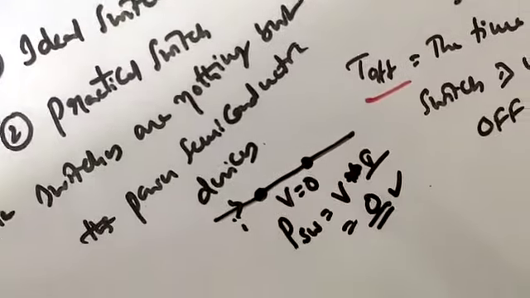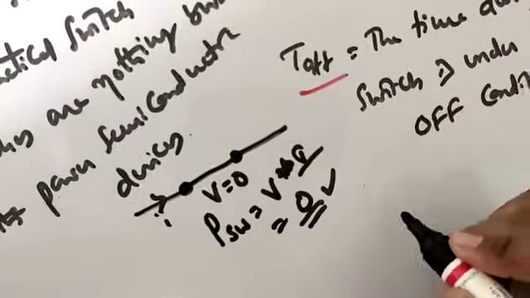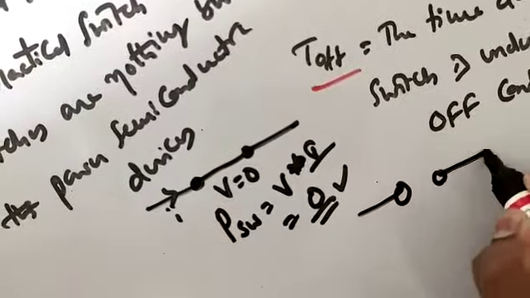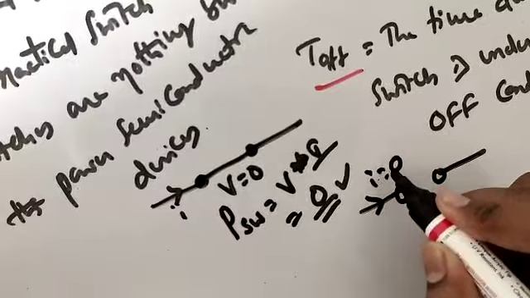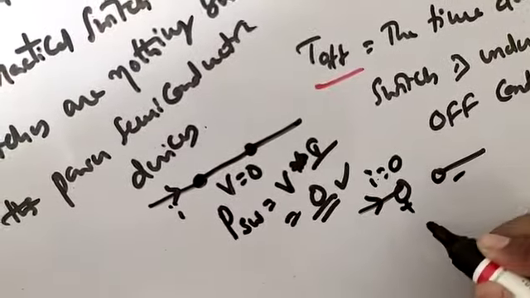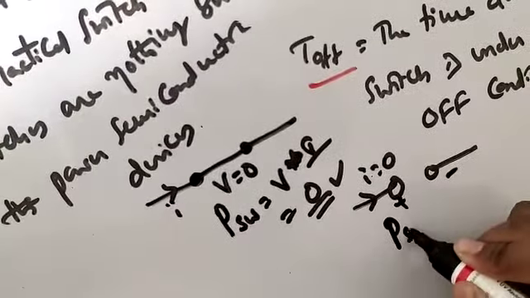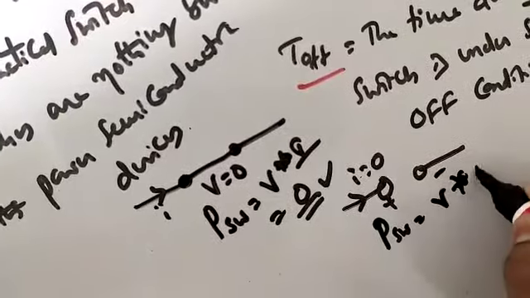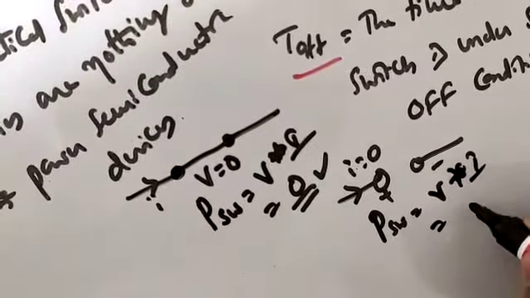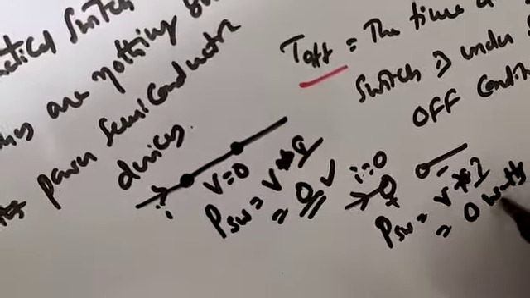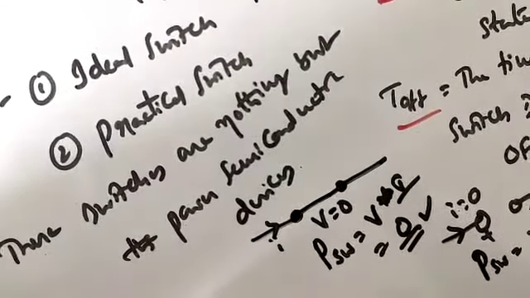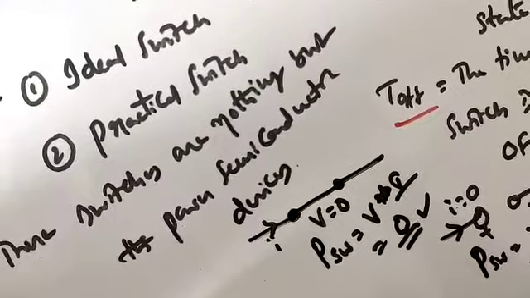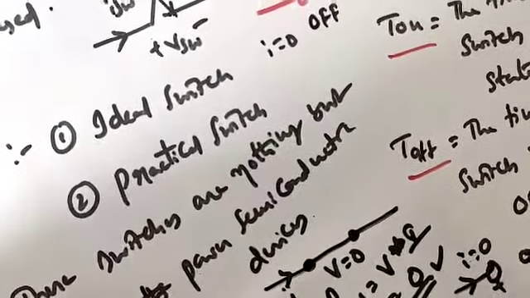If I consider the same condition in off position, the current will be equal to zero, but there is some voltage drop. As the current is equal to zero, V times I will be equal to 0 watts. So in an ideal switch, in both the conditions, the power loss will be equal to 0. This is the condition.